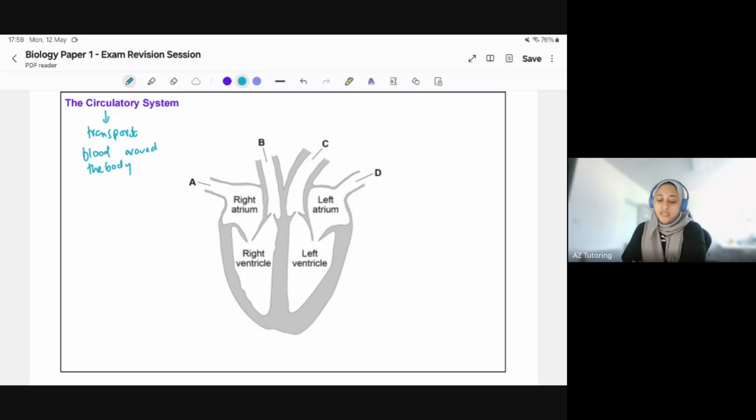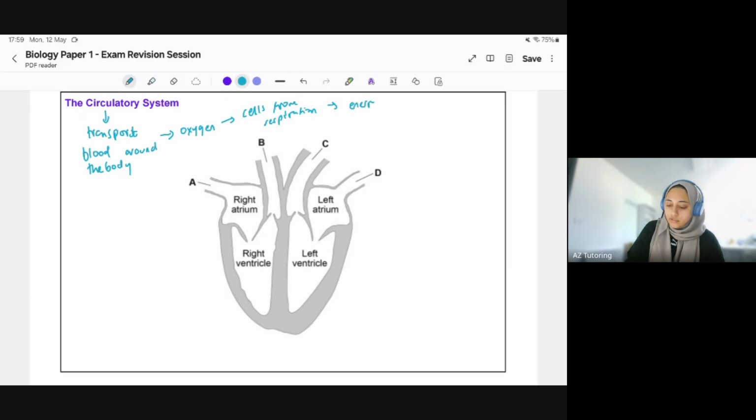Now, the reason why it's transporting blood around the body is because we need to give oxygen around the body. In that blood will be oxygen in the red blood cells in particular. That's going to be transported all around the body, so it could be used by our cells for respiration. And why do we respire? For energy, to release energy. And so you can see it just follows all the way through. So that's the whole process of the circulatory system, why we do it.